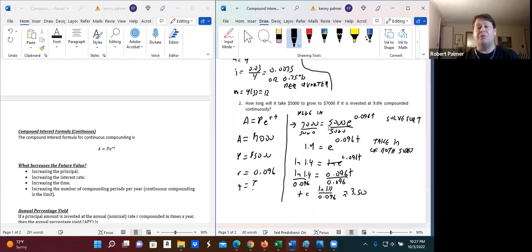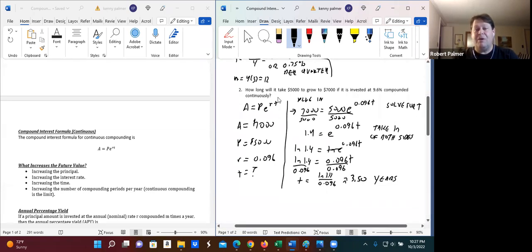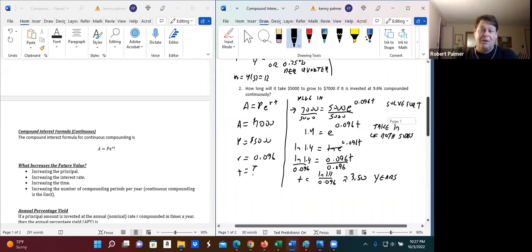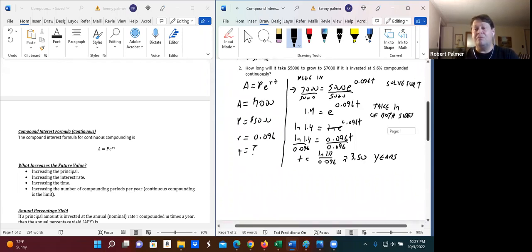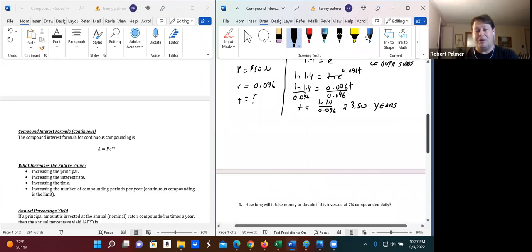How do we know it's in years? Remember, in the formula, we have to insert our time as years. So if we solve for t, we get this in years. So it will take approximately 3.5 years for $5,000 to grow to $7,000 if invested at that rate, which would be a really high rate. In real life, you're probably not going to get that kind of rate from a bank, but for solving problems, that's what it would take.